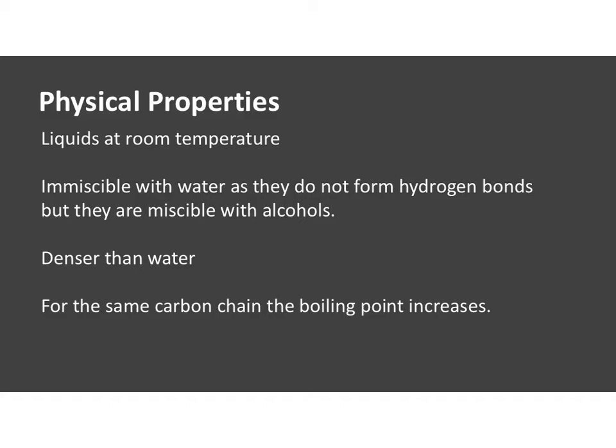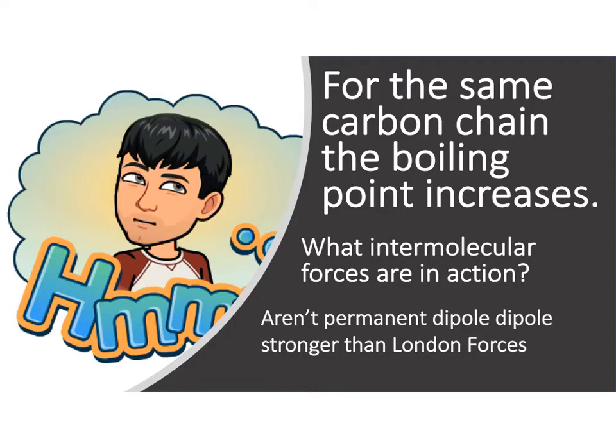And if we keep the carbon chain length the same, the boiling point increases as we move from chlorine to bromine to iodine being part of the molecule. So let's just consider that statement in a little bit more detail. We're saying for the same carbon chain length, the boiling point will increase as the halogen changes from chlorine to bromine to iodine. But what intermolecular forces are in action between halogenoalkanes?